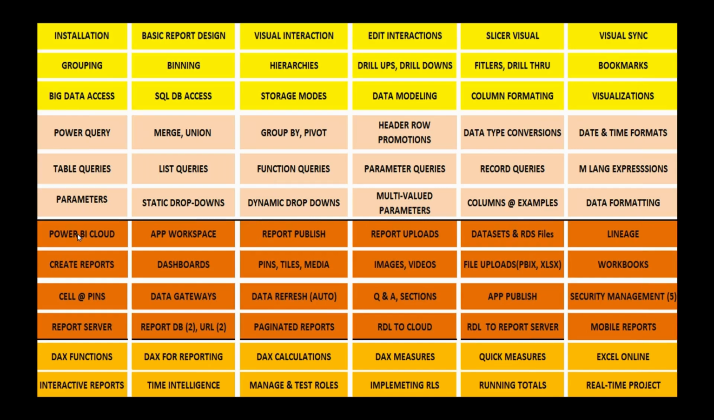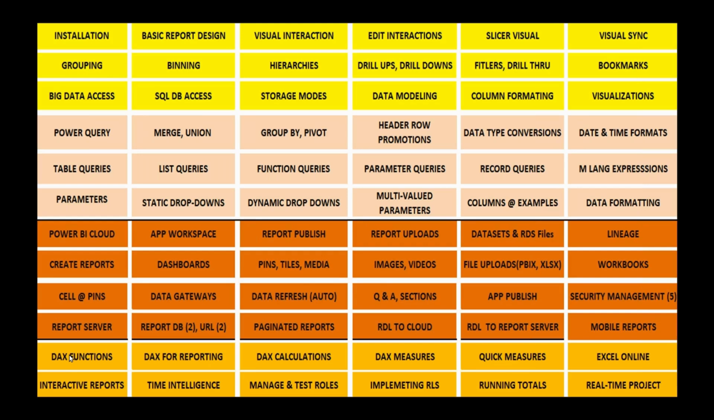Then we have something called Power BI Cloud. We are going to learn Power BI Cloud concepts. Power BI Cloud with workspace, report publish, uploads, etc. We are going to learn something called dashboards, copilot, data refresh, gateways, Q&A, so on, including report server and something called paginated reports. After we do cloud and report server, then we shall proceed to the next item, DAX.